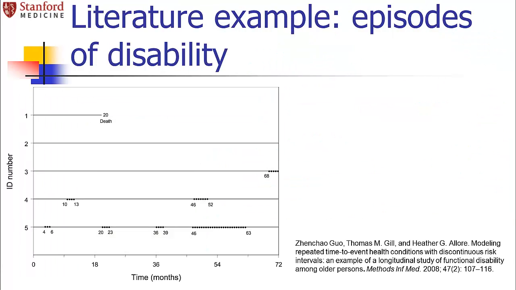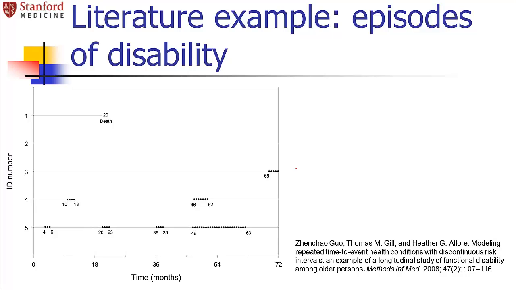Now I'm just going to show you an example from the literature where they had a repeated event, and they tried modeling it with several of these different strategies to compare them. So here's what the data look like. They drew a nice little graphic of their data. The event here was disability, and obviously episodes of disability are something that can repeat.